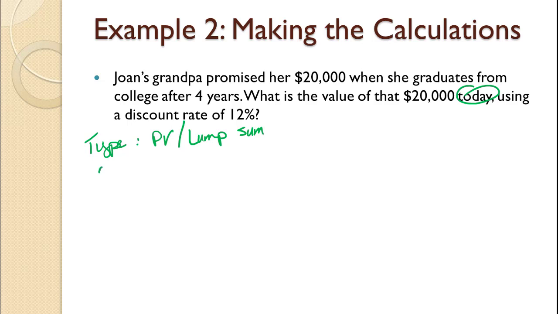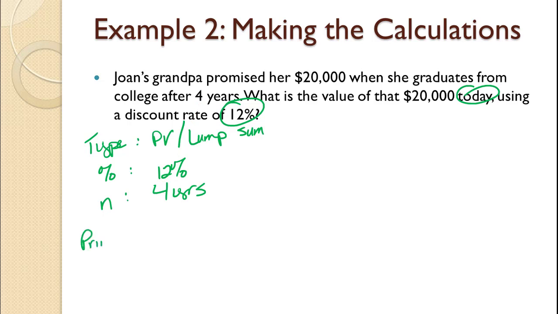Next, I need to know the interest rate. We said there were 4 different things we could call the interest rate: market rate, effective rate, discount rate, internal rate of return. Here it's our discount rate, 12%. This is the interest rate that Joan or her grandpa, we're not sure which, uses to decide what money is worth for them. And that 12% would include the inflation rate, the pure rate, and the risk rate. Next, we need to know the N, and N will be the 4 years.